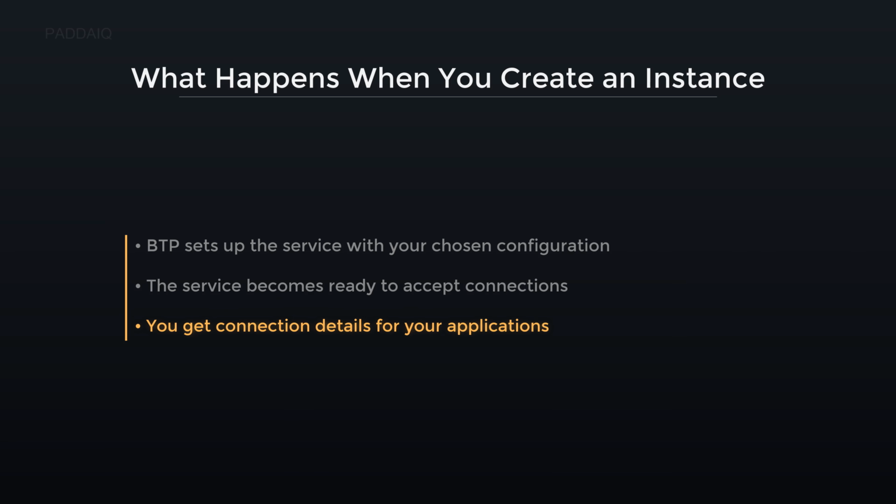You get connection details for your applications. This means the system provides the specific URLs, credentials, and configuration settings your software needs to communicate with the new service. For example, creating a database instance gives your app the address and password to connect and store data. These details are essential for integrating and operating your solution.